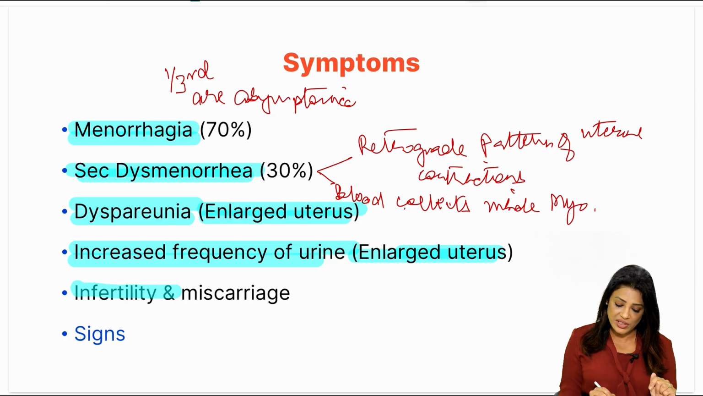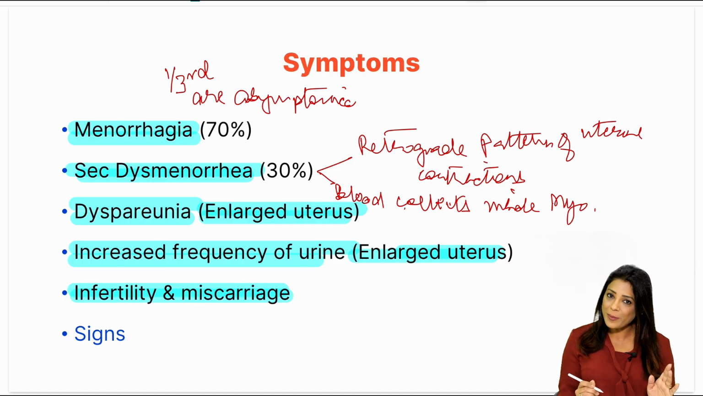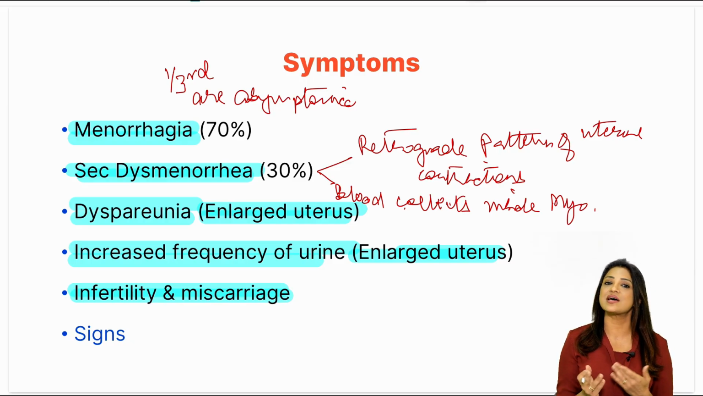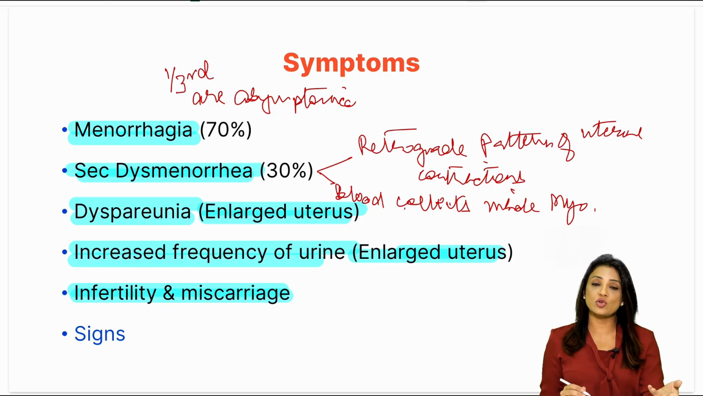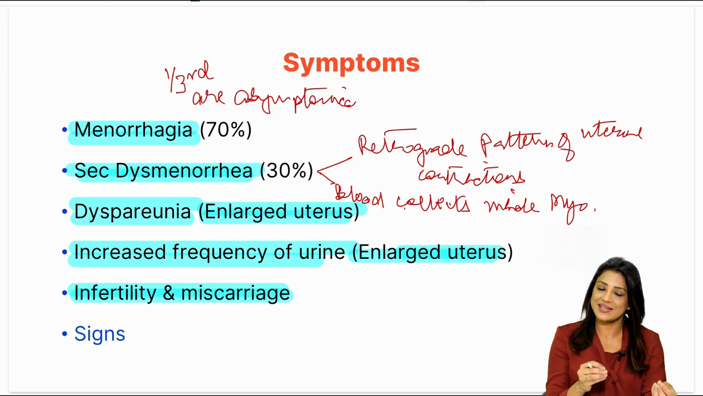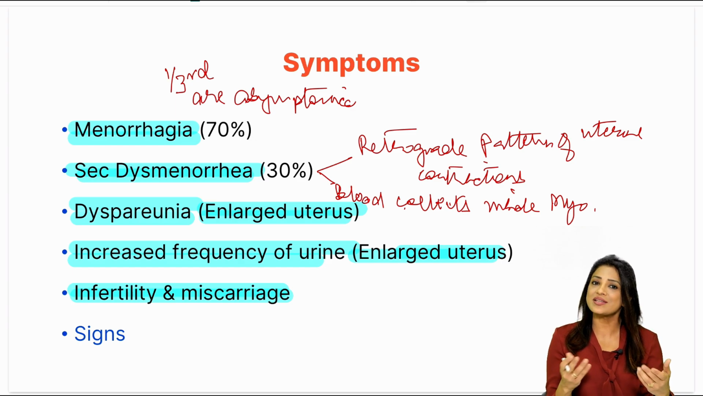Then there is infertility and miscarriage. Not very commonly seen, because adenomyosis as such presents after the age of 40. But some patients may have an early onset of adenomyosis, because in adenomyosis, endometrium is invaginating inside the myometrium. So obviously the baby will not have a good atmosphere to implant. So that is probably the reason for infertility and miscarriages, right?